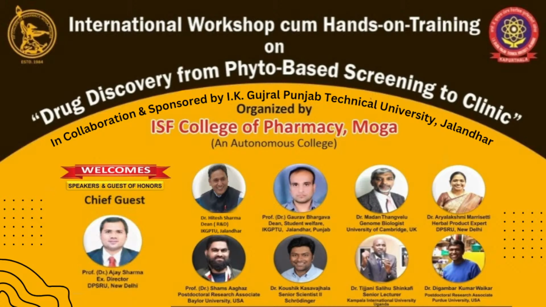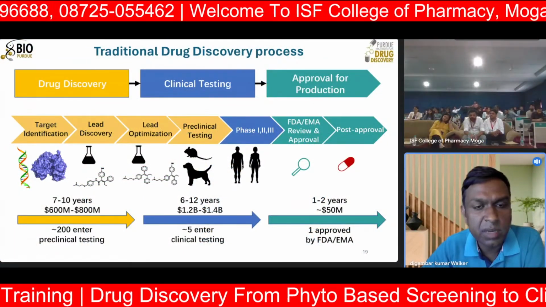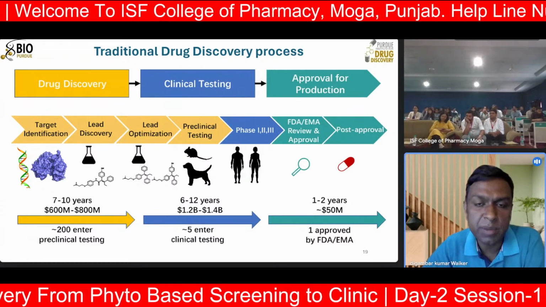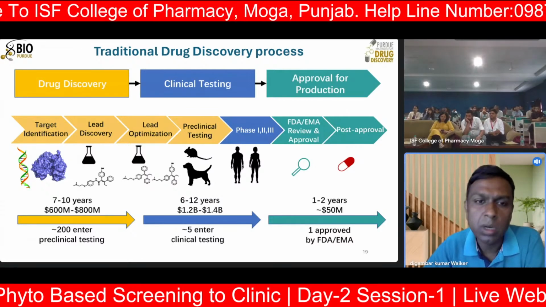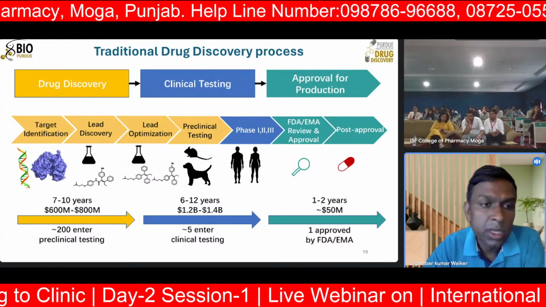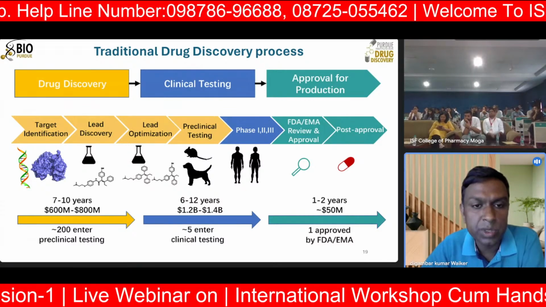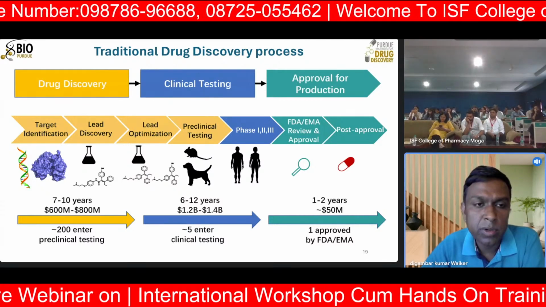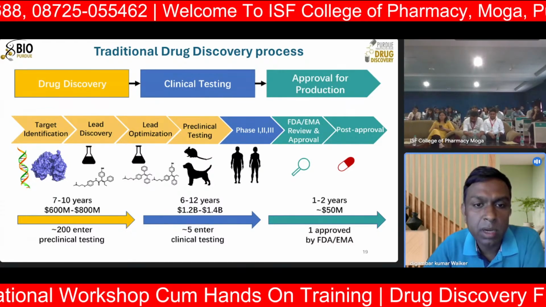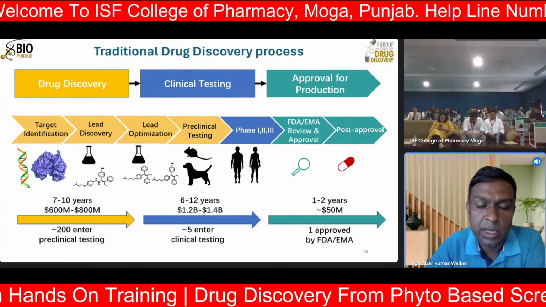Drug discovery starts from target identification, lead discovery, lead optimization, and preclinical testing, through to post-approval by government agencies such as the FDA, European Medicines Agency, or other country-specific agencies. The cost of the different phases of drug discovery is huge. To get one drug approved into the market, companies spend billions of dollars.